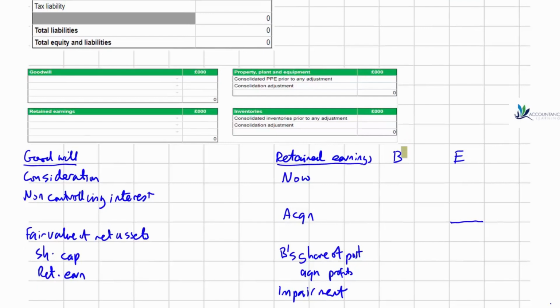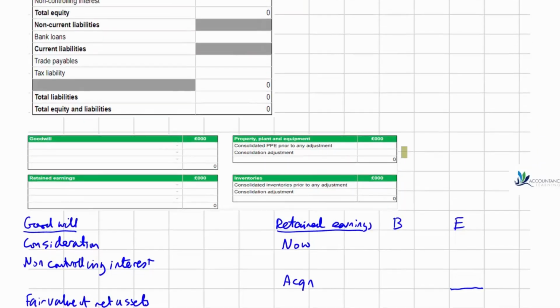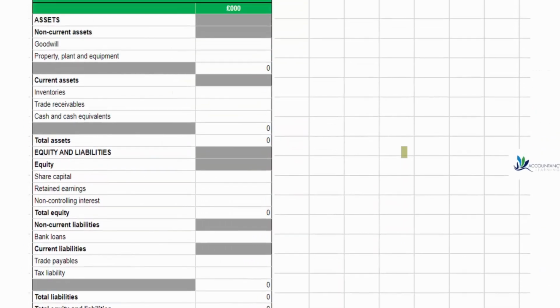So for our goodwill working, we'll need to include the consideration. So how much are we paying to buy the shares of the subsidiary? We'll also need to consider the non-controlling interest as well. And then from that, we'll need to deduct the fair value of the net assets. Now, what do those net assets include? So net assets will include all of our property, plant and equipment, our inventories, our receivables, our cash. But remember, it's net assets, so we'd also need to deduct our bank loans, our payables and our tax liability.